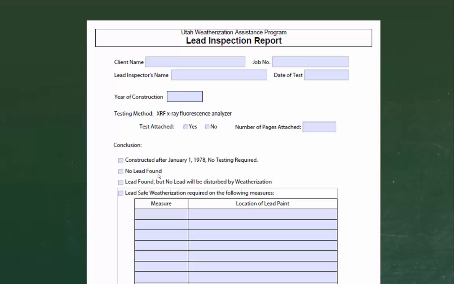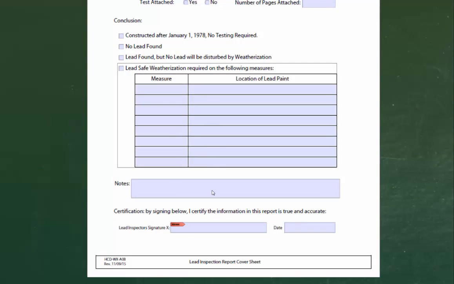The second conclusion is that no lead was found. The third was that lead was found, but no lead will be disturbed by weatherization. I'll show you an example of these 2, and then the last one is that lead-safe weatherization will be required on some measures. At the bottom, there's a space for any notes that you would like to add to this information, and a section to certify that the information in the report is true and accurate, and you'll notice that it's the lead inspector who is certifying that information.